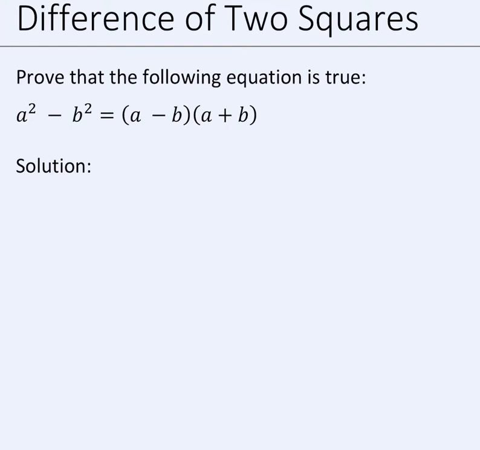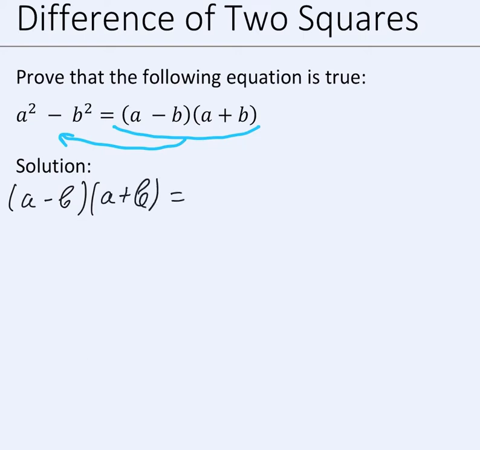In this video I'm going to prove that a squared minus b squared equals the product of (a minus b) multiplied by (a plus b). The way I'm going to approach this is I'm going to prove that the right side of the equation equals the left one. In other words, that (a minus b) multiplied by (a plus b) equals a squared minus b squared.